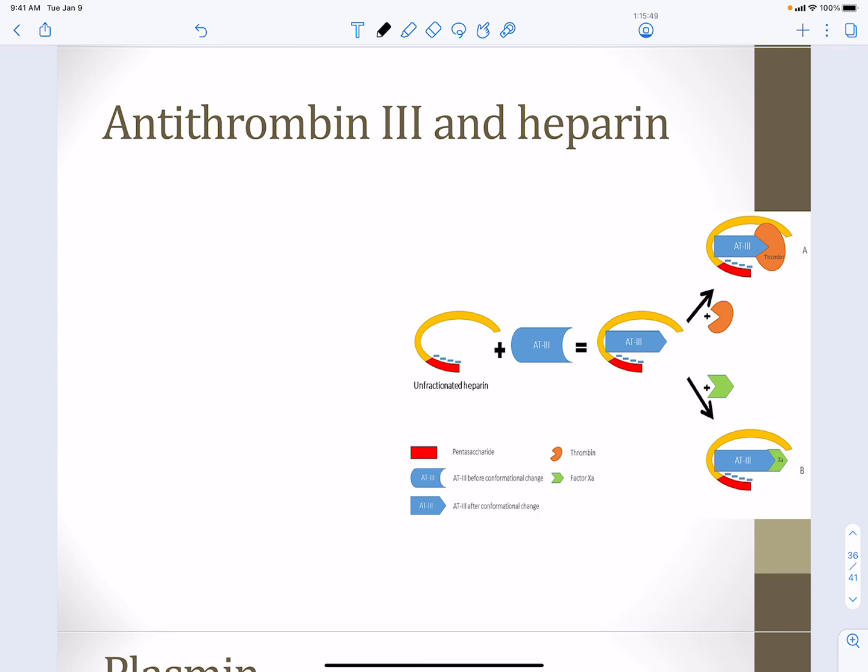Now we also have antithrombin 3 and heparin. And so antithrombin 3 is going to be amplified by heparin. Heparin alters the conformation of antithrombin 3, which has a higher affinity for substrates. So this is the whole basis of using heparin as an anticoagulant.